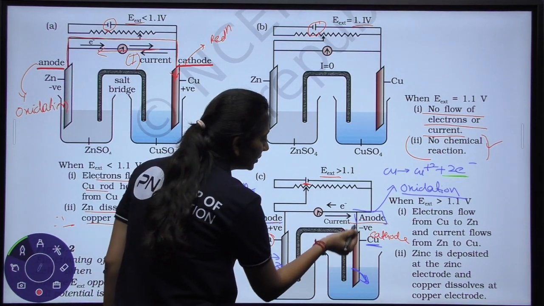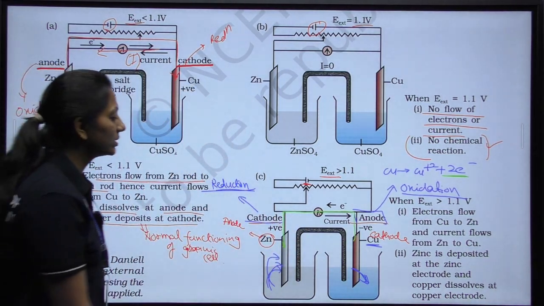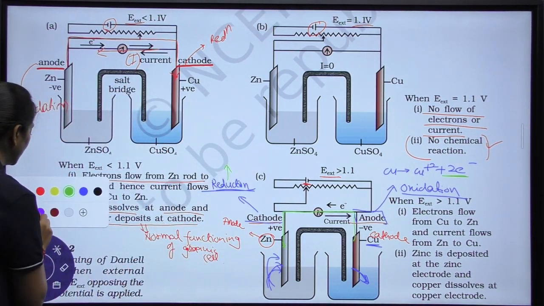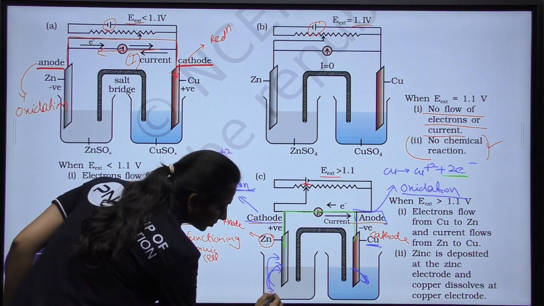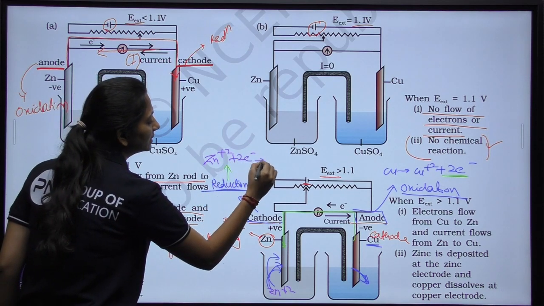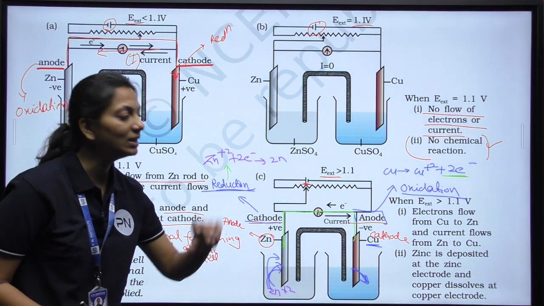Those 2 electrons will be given to your cathode side towards the Zn, and now the reaction will be somewhat similar to this one. Zn2+ from the aqueous solution is going to get settled in the form of Zn after taking up the electrons.